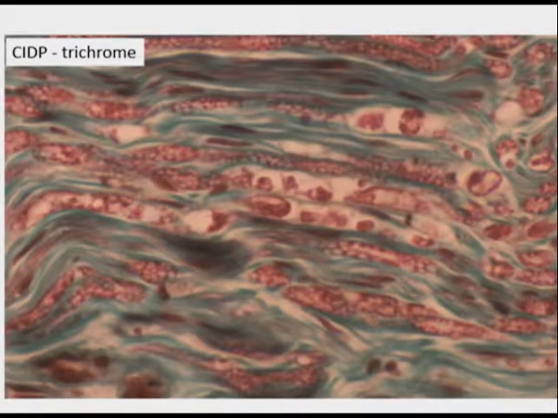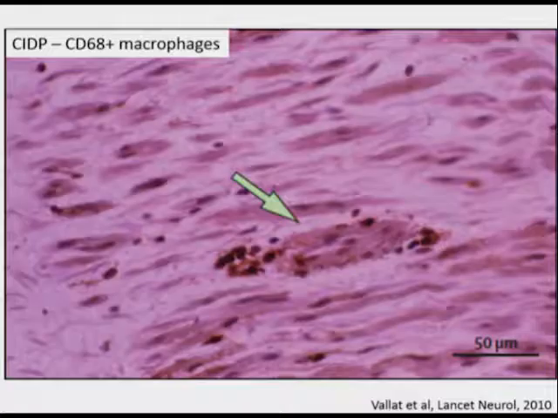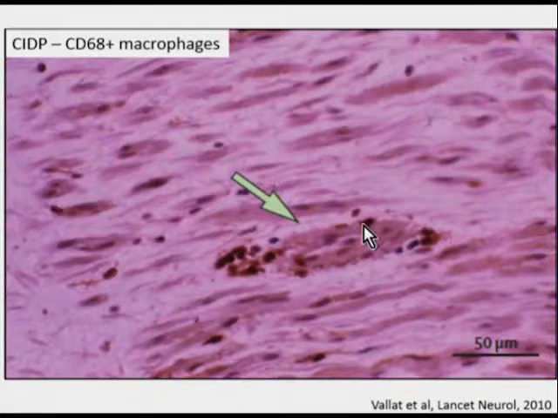But in addition to the myelin breakdown that's shown here, one will also see macrophages or inflammatory cells around small blood vessels within the nerve, as shown here.